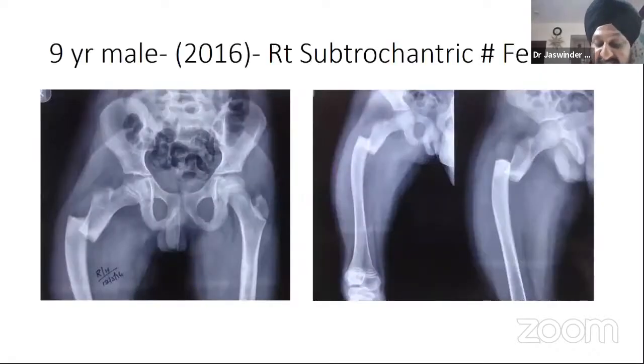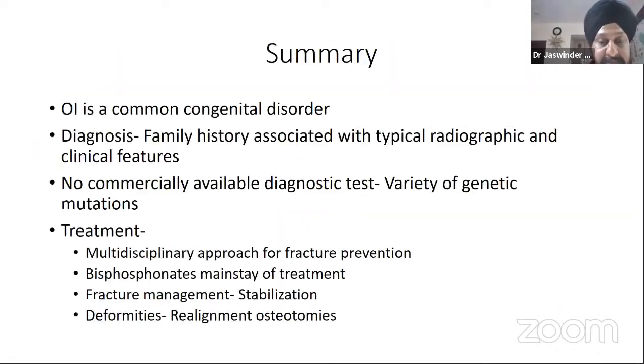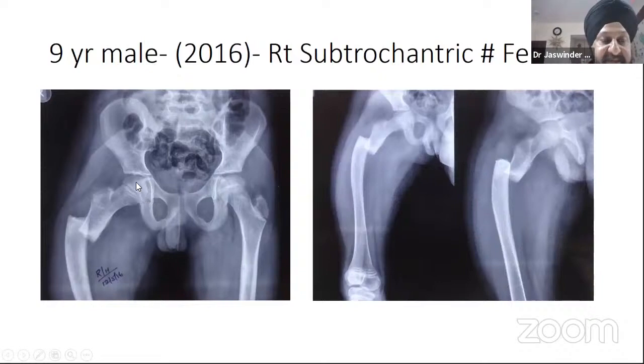There is one case I'll just rush through. This was a 9-year-old male who presented to us in 2016. I'll just show how bad this disease is, what is happening in this. That is why I included it here. He presented with a subtrochanteric fracture here, and if you see it quite well, there is some curvature of the femur also.